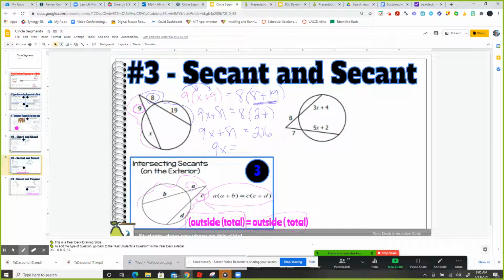Do I subtract 81 from both sides? Yeah. Okay, so I want to subtract 81 from both sides. When I subtract 81 from both sides, I think I get 135. And then divide by 9. And what does x equal? Anybody get that? 135 divided by 9? 15. 15. Excellent.